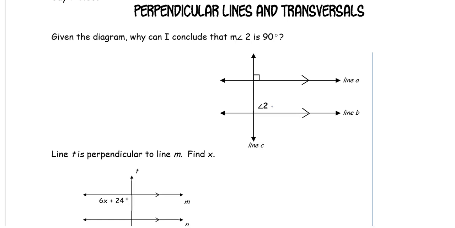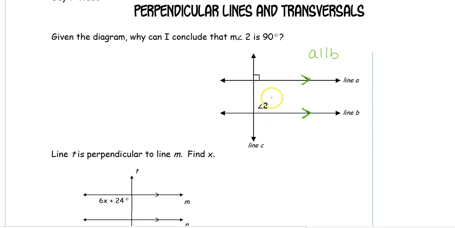When I look at the diagram, the first thing that pops out are these markers right here. And those markers are telling me that line A is parallel to line B. If I know my lines are parallel, I can look at all those special relationships that I have: alternate interior, alternate exterior, same side interior, same side exterior, and corresponding.